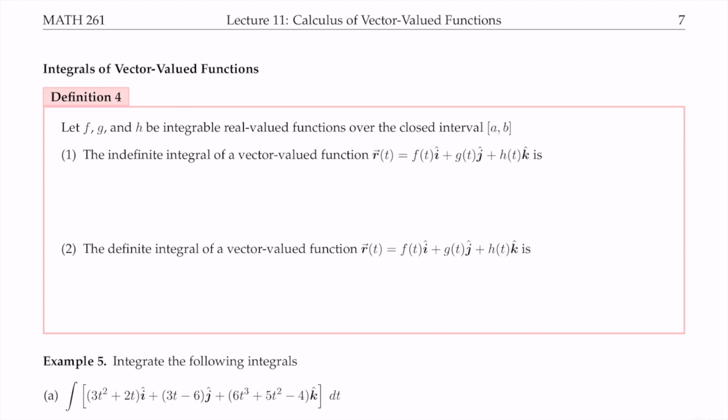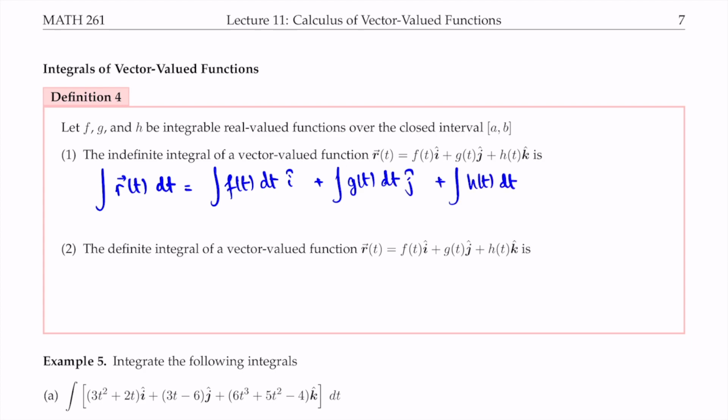All the rules that you learned about integrals for single variable functions can directly be applied to vector valued functions. And to evaluate the integral of a vector valued function, you just basically integrate each component of the vector valued function. So for the definition, let f, g, and h be integrable real valued functions over a closed interval a, b. You have two types of integrals, indefinite integral and definite integral. For the indefinite integral, you have the integral of r of t dt is equal to the integral of f of t dt i plus the integral of g of t dt j plus the integral of h of t dt k.